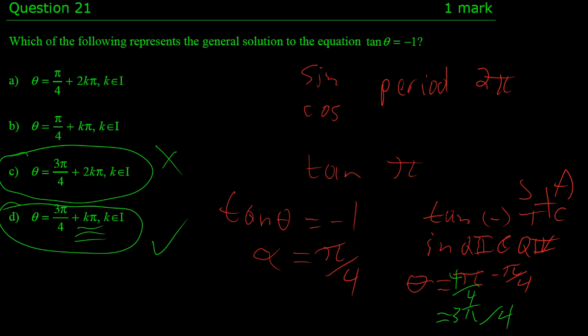All right. Hope I didn't confuse you too much. So we need the K, pi, because the period of tan is pi. And we need 3 pi over 4 because in quadrant 2, tan is a negative value.